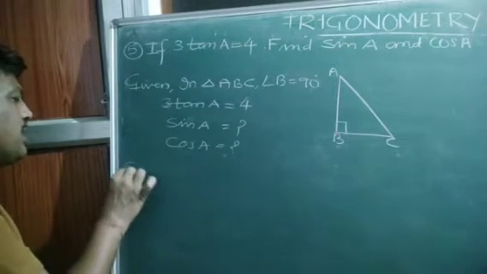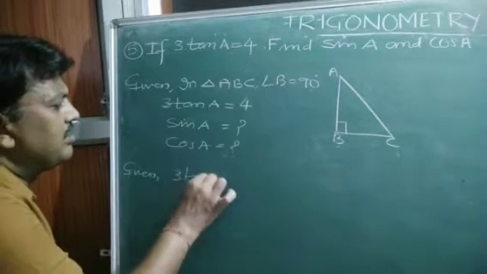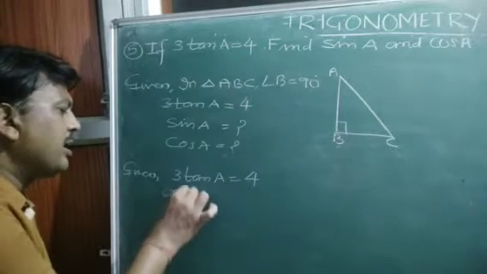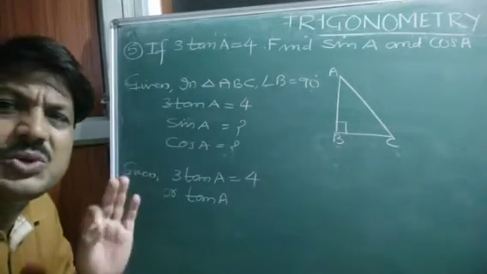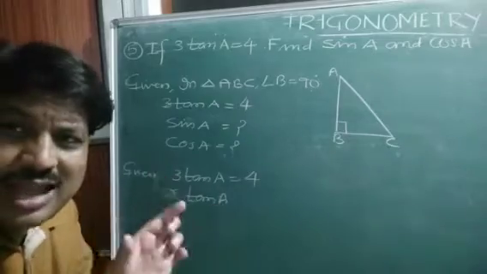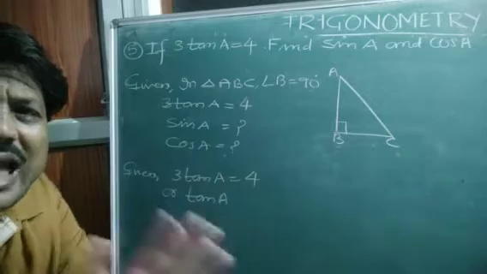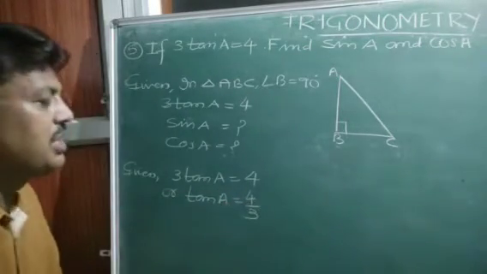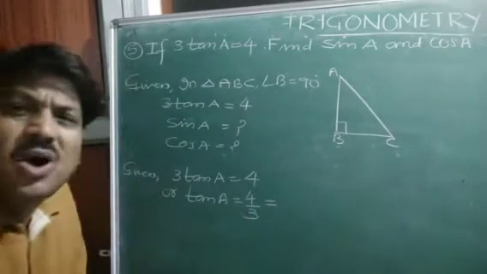So I am writing here, given what? 3 tan A is equal to 4. Or it can be written as 3 tan A is nothing but, children, 3 into tan A. Don't write tan A as tan into A. Tan A is a unique. But 3 tan A means 3 into tan A. So tan A is equal to what can you write? 4 upon 3. Okay children, that is the tan A value, and tan A is equal to what?